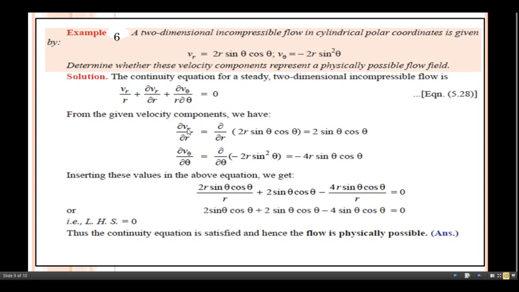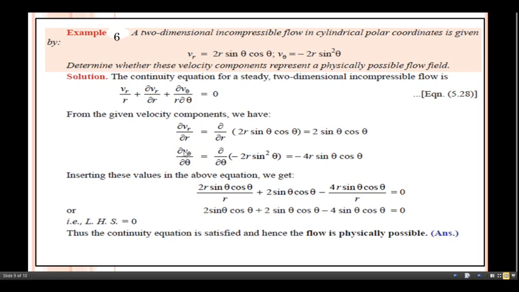Okay, so dabba Vr by dabba r. For that you should differentiate this Vr term with respect to r. So what about the derivative of this term, 2r sin theta into cos theta? What do we get here? For the derivative, you only have to take the derivative of this r term, because the other term becomes a constant. So 2 sin theta cos theta, and the derivative of r with respect to r is nothing but 1. That is why only this term will come.